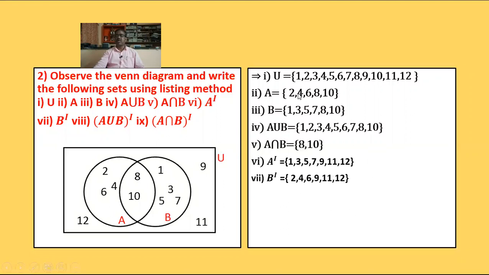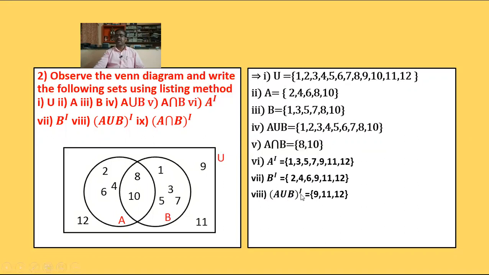B complement. All elements in U but not in set B. The set of elements that are in U but not in set B: B complement is equal to 2, 4, 6, 9, 11, 12.